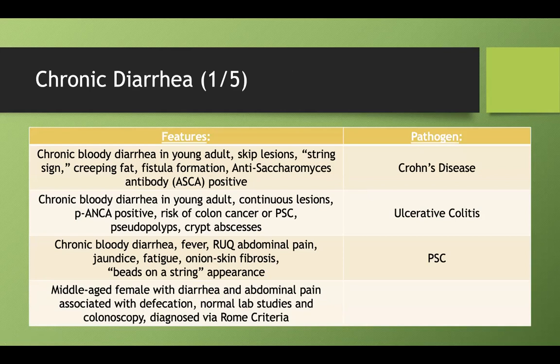What if you find a middle-aged female with diarrhea and abdominal pain associated with defecation? If you do any laboratory studies or colonoscopy, everything's negative, and this is often diagnosed by the Rome criteria. So now we're describing irritable bowel syndrome, or IBS.